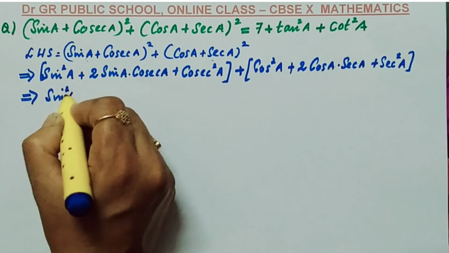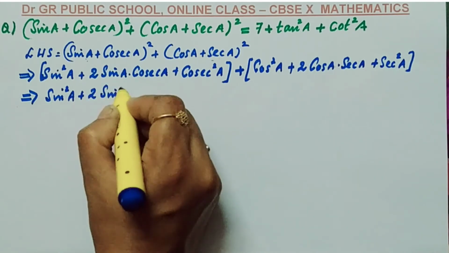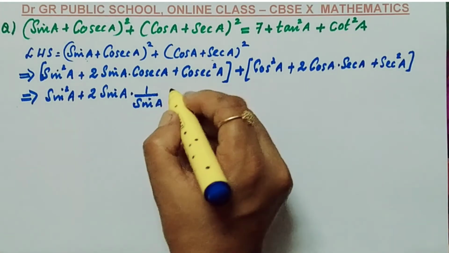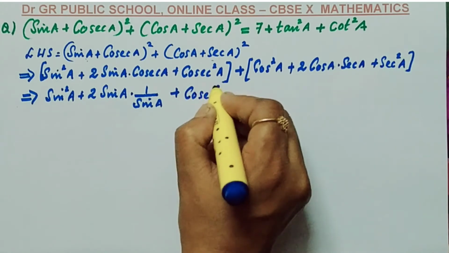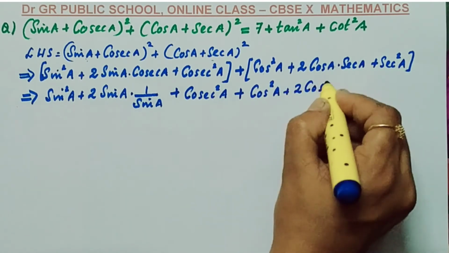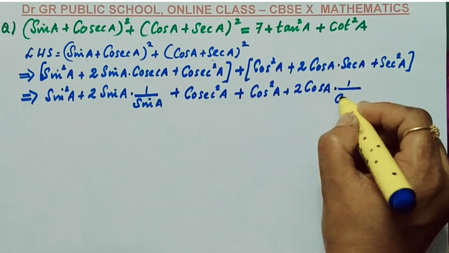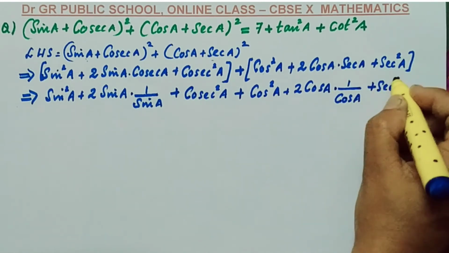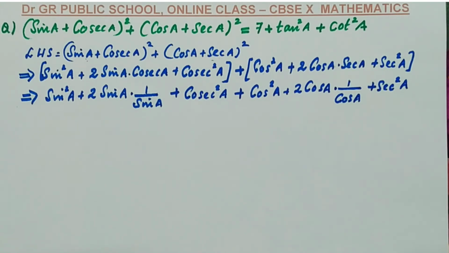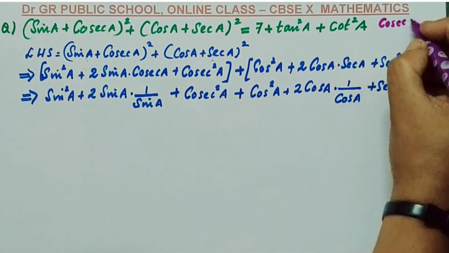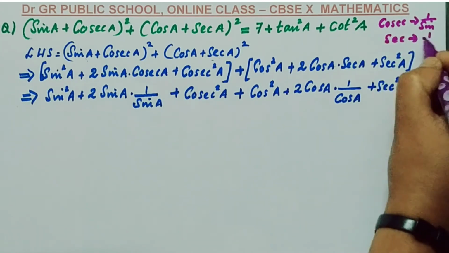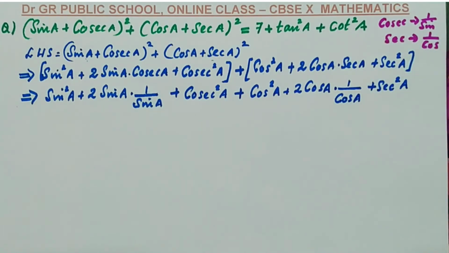Sin square A plus 2 sin A into cosec A, which is the reciprocal of sin, so you can write 1 by sin A, plus the same cosec square A, plus cos square A, plus 2 cos A into sec A, which is the reciprocal of cos A, so you can write 1 by cos A, plus sec square A. In the second step, I transferred cosec A to 1 by sin A and sec A to 1 by cos A. The formula is that cosec and sin are reciprocal to each other, and in the same way sec and cos are reciprocal to each other. This identity I applied in the first step.